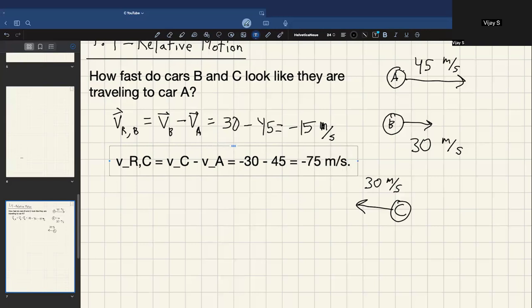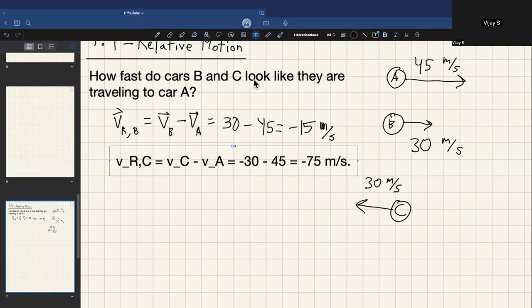In other words, car A sees car C going negative 75. In other words, relative to car A, C is going backwards, which makes sense because they're going opposite directions, and it is going backwards very fast. And that also makes sense because if A and C were to crash, that would be quite a bit of damage. But if A and B were to crash, it would not be as much damage because they're both going the same direction. They have a lower relative velocity compared to each other.